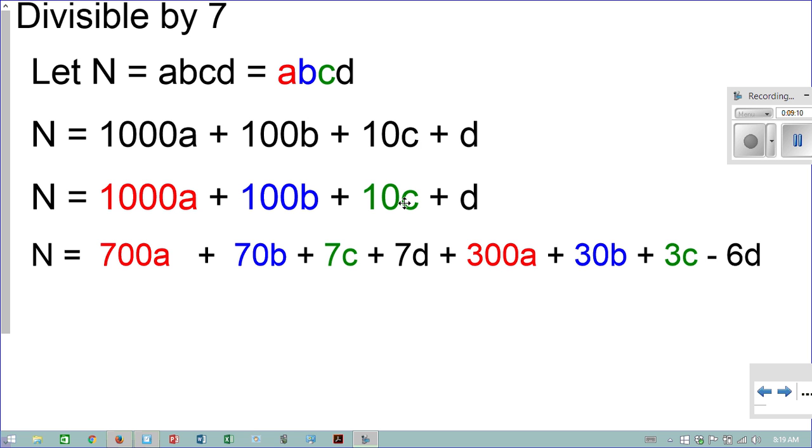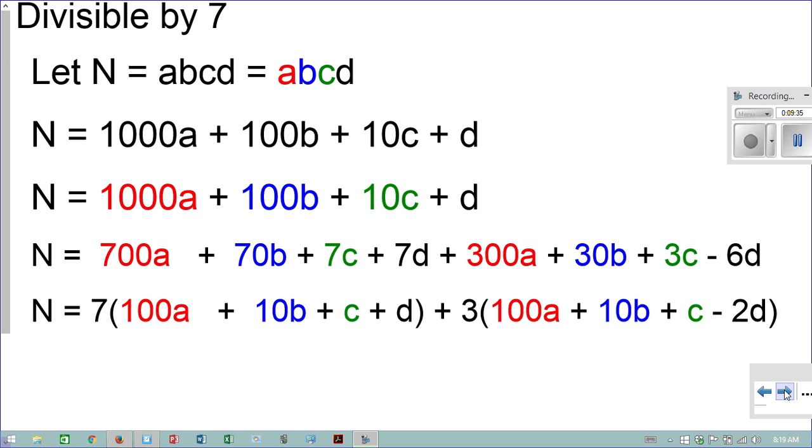Looking at the green, instead of 10c, I'm going with a 7c because that's a multiple of 7, and I'm going with a 3c because 3c and 7c is 10c. And then I'm going to go with a 7d. Now, 7d, and if I subtract 60, gives me that 1d. Now, I can see out of that first part, I can pull out a 7. And if I can pull a 7 out of this, I know that for this first part, it's going to be divisible by 7. Second part here, I happen to pull out a 3.